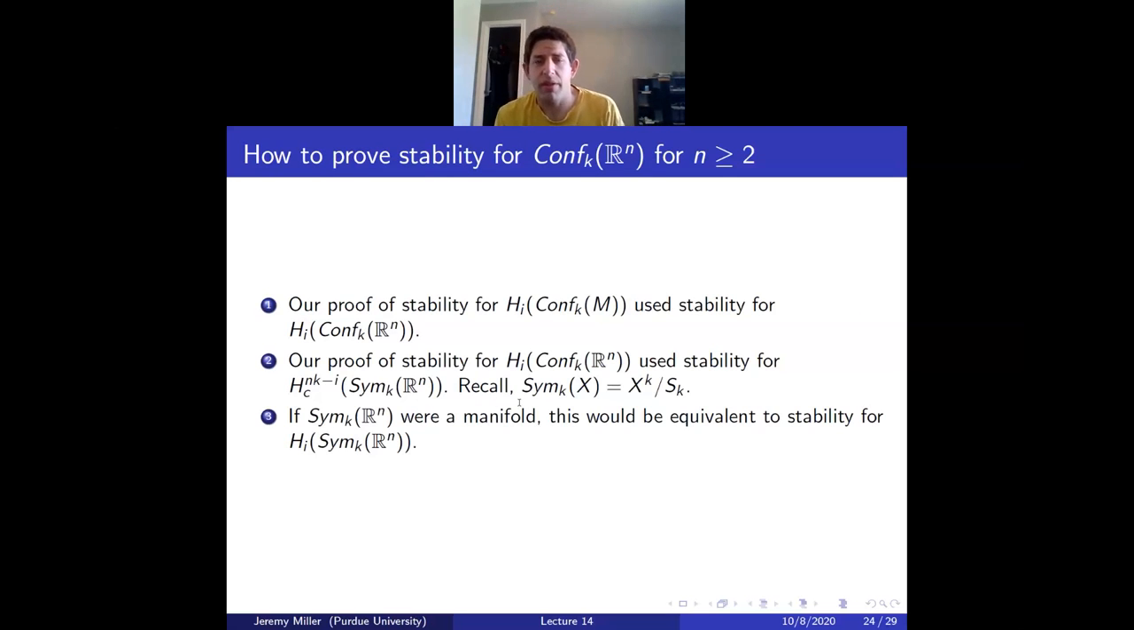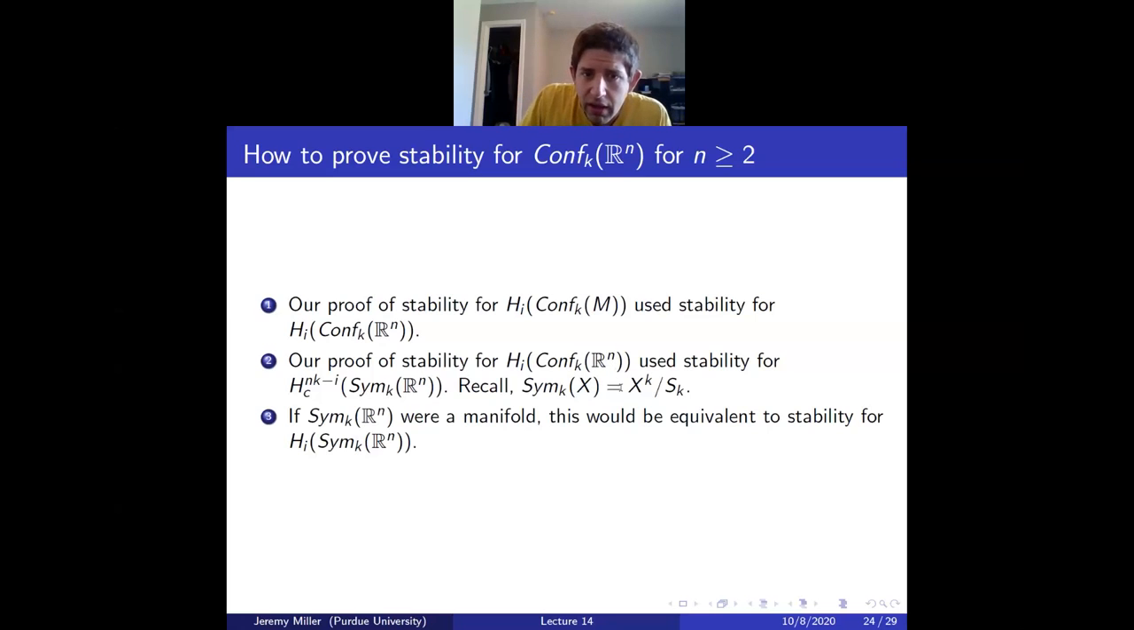Now, what about the fact that n is bigger than or equal to 2? Well, our proof of stability for configurations of points in the manifold used stability for configurations of points in Rn. So we have to prove that. So what happened on Tuesday? On Tuesday, our proof of stability for configurations of points in Rn used stability for compactly supported cohomology of symmetric products.